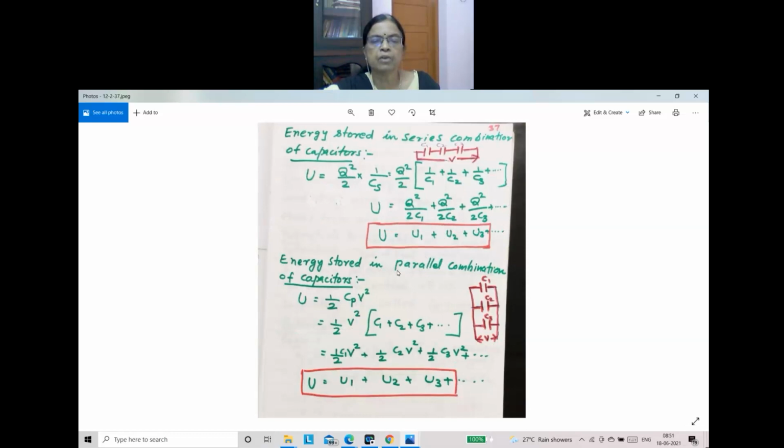Parallel, what will happen? You see, parallel. Energy stored in parallel combination. There also the energy of individual capacitors, but we have to use this formula. Parallel combination. For the first one, V is constant. So we have to use half Cp into V square. Cp is the equivalent capacitance when capacitors are connected in parallel. So half V square into Cp. Cp means C1 plus C2 plus C3, parallel combination. So we got half C1 V square plus half C2 V square plus half C3 V square plus etc.